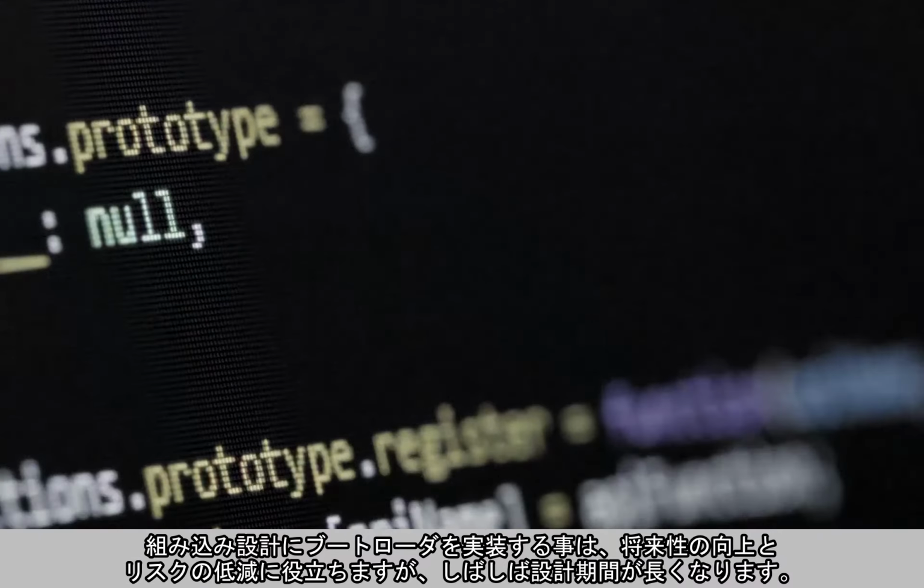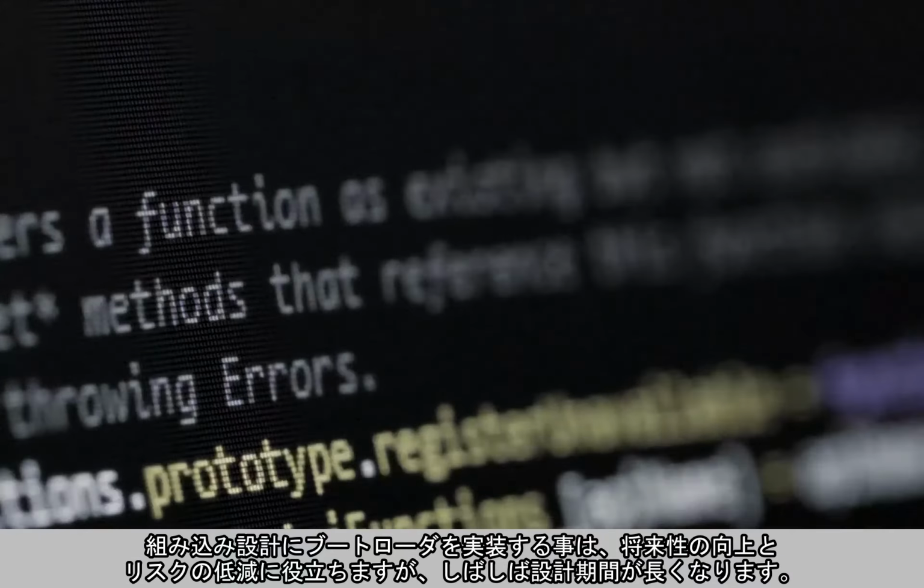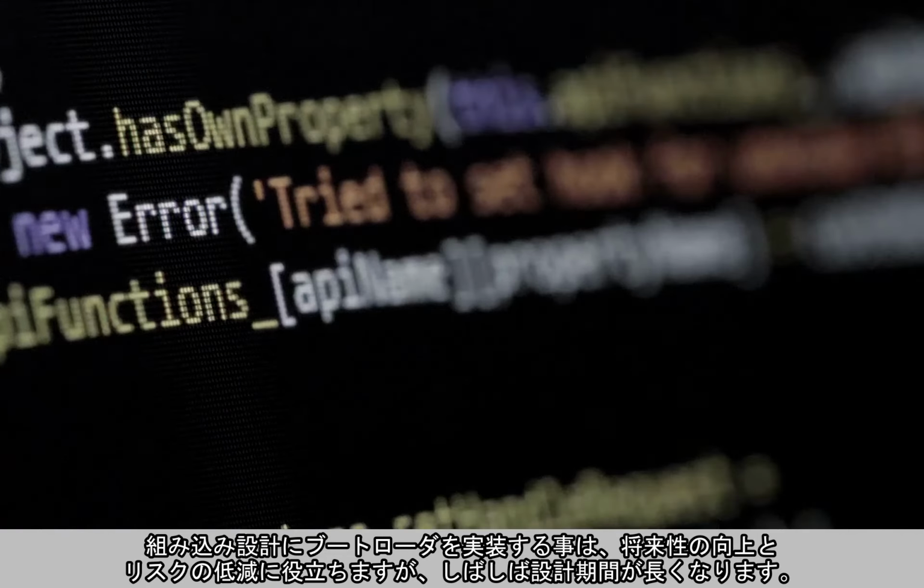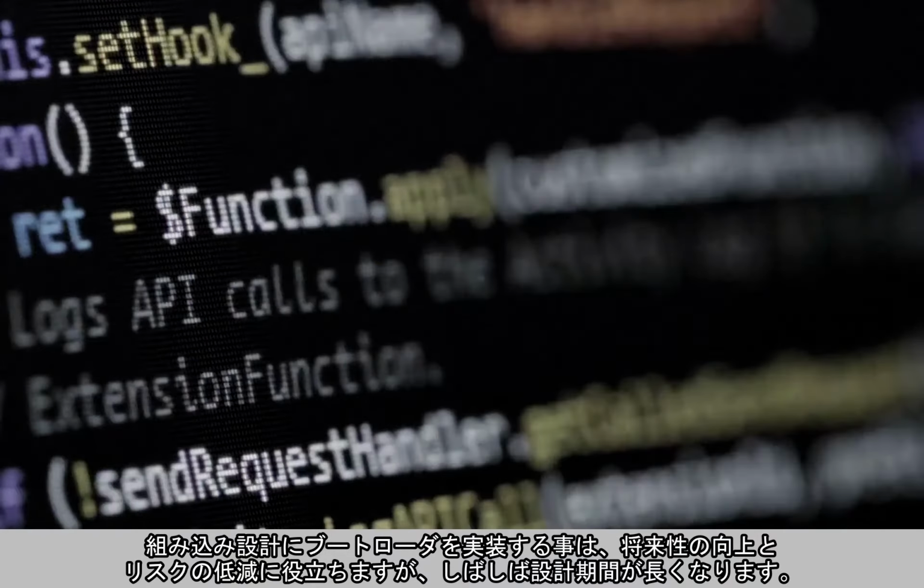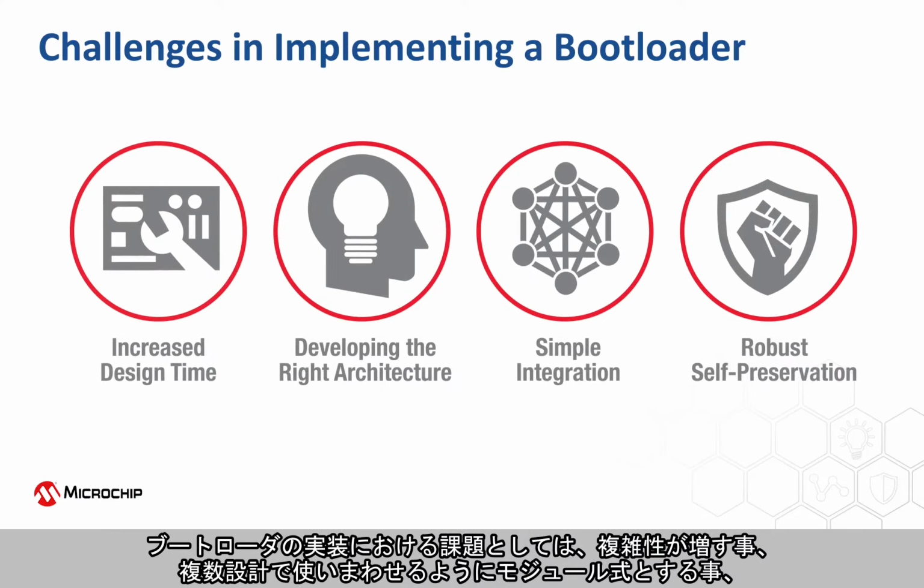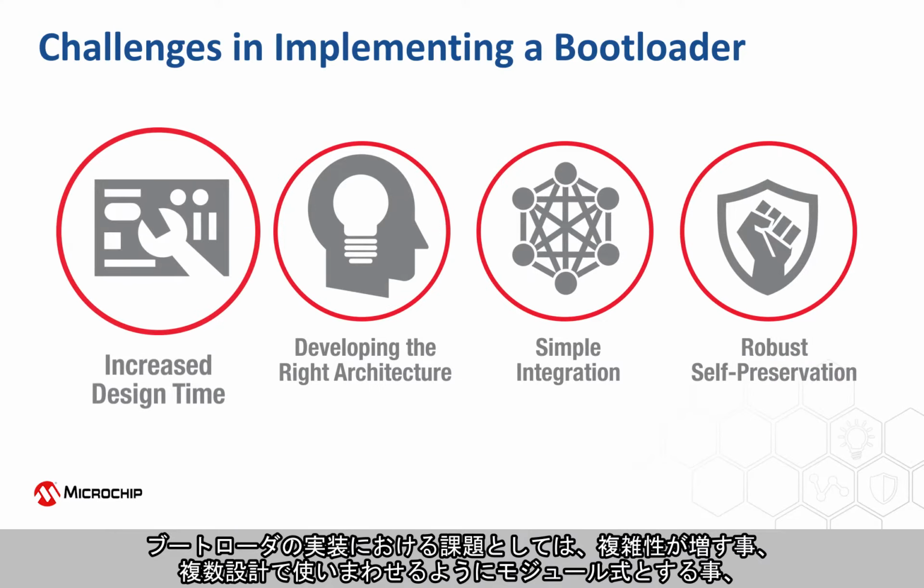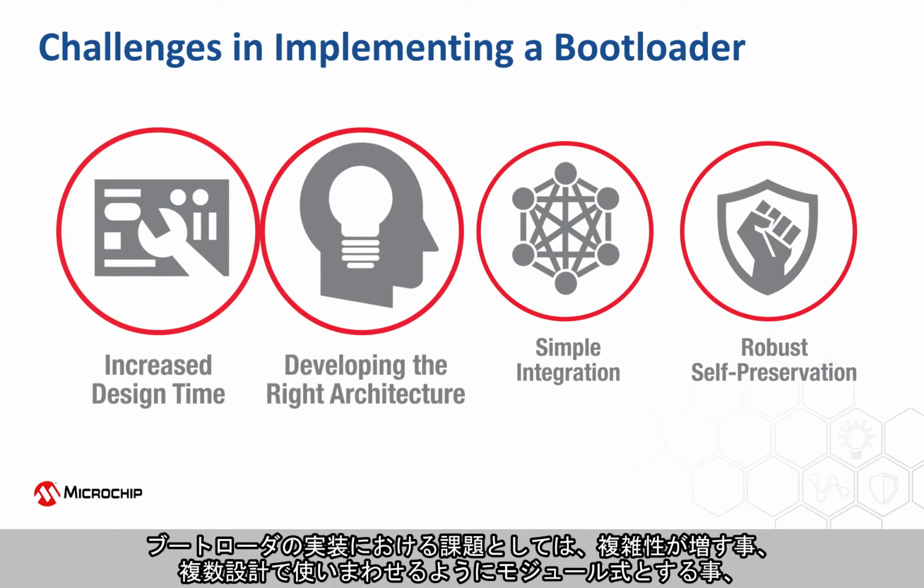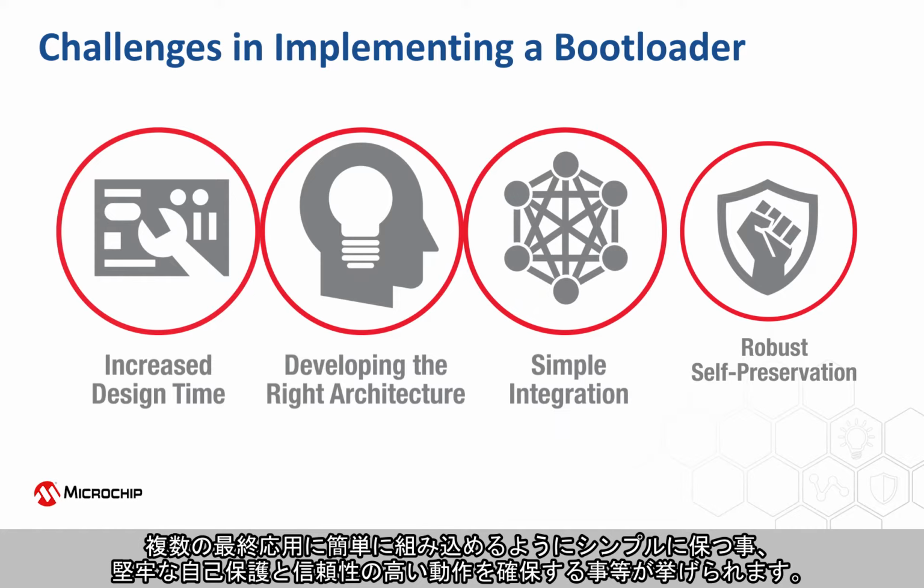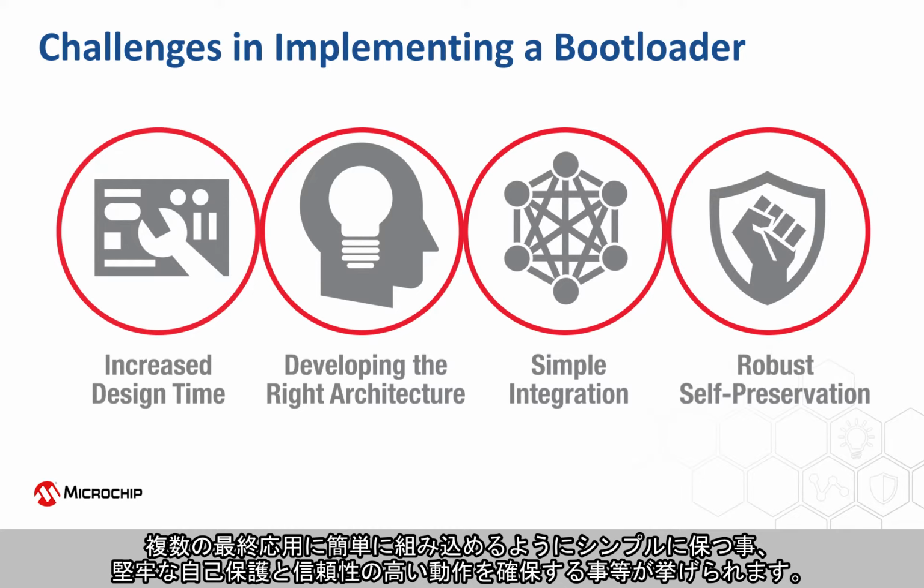Implementing a bootloader in your embedded design can help you with future-proofing and risk reduction, but it often increases design time. Some of the challenges in implementing a bootloader include increased complexity, ensuring a modular design in order to reuse the bootloader across multiple designs, keeping the bootloader simple to ensure that it can easily integrate with any of your end applications, as well as ensuring robust self-preservation and reliable operation.